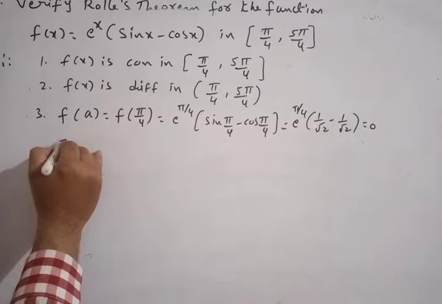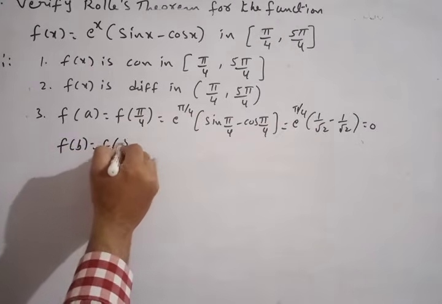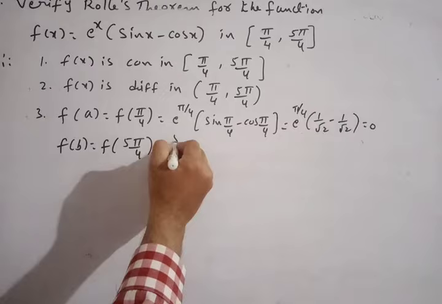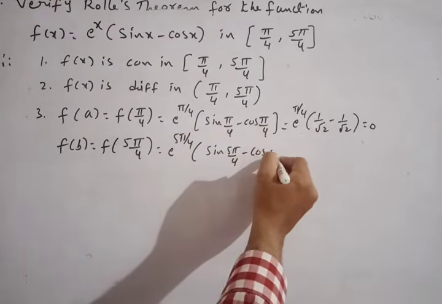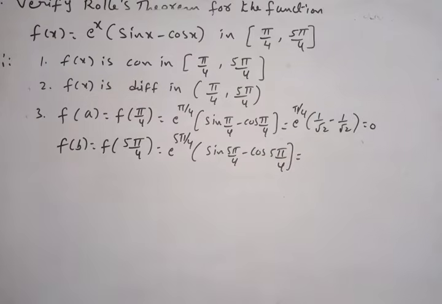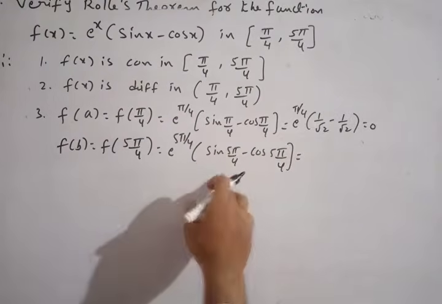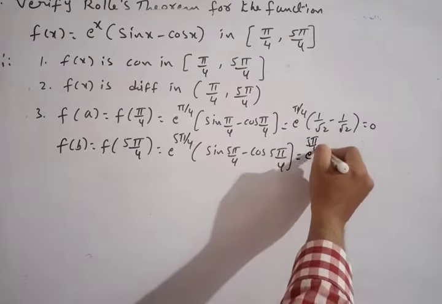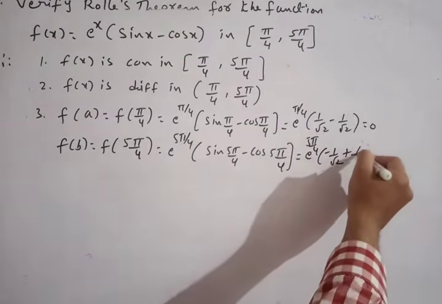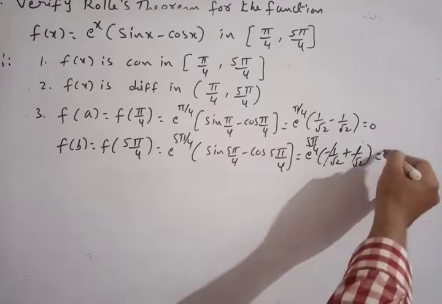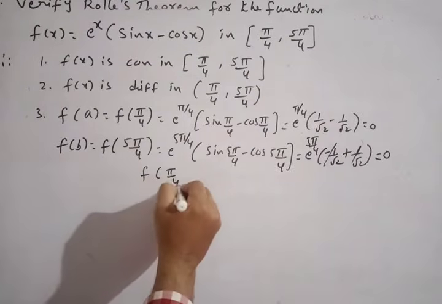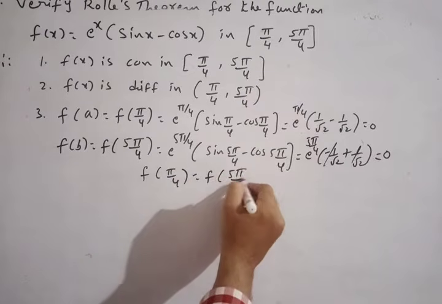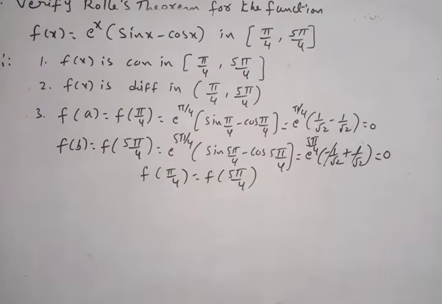Next, f of b. F of b means f of 5 pi by 4. F of 5 pi by 4 is e power 5 pi by 4 into sin 5 pi by 4 minus cos 5 pi by 4. Okay. So sin 225 is minus 1 by root 2, and cos is also minus 1 by root 2. Minus of minus is plus. So both will get cancelled, you get 0. So the 3 conditions are verified. Therefore, f of a is equal to f of b, no? F of a is equal to f of 5 pi by 4. All conditions of Rolle's theorem are verified.